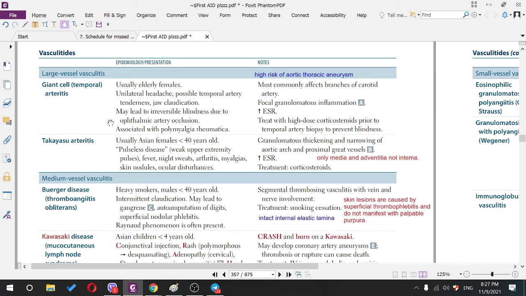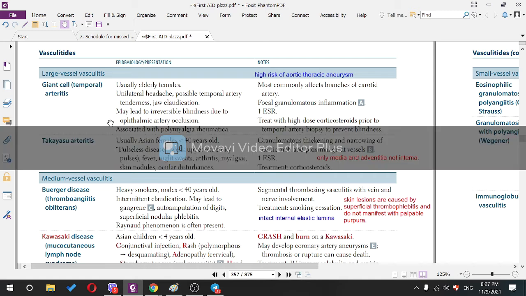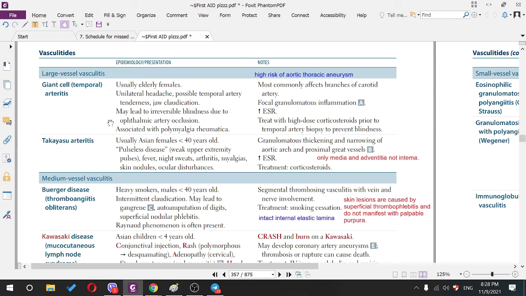Okay, Takayasu Arteritis, it's usually in Asians. Well, no shit, look at the name, Takayasu. So Takayasu usually in Asian females less than 40. And you must know about one thing regarding this disease. This disease has a super interesting fact that the patient, when you check their pulses, you will not be able to feel it, okay? Why? So the idea is like this.